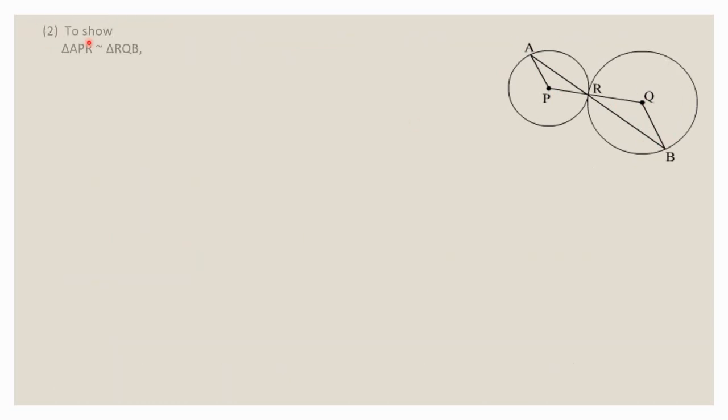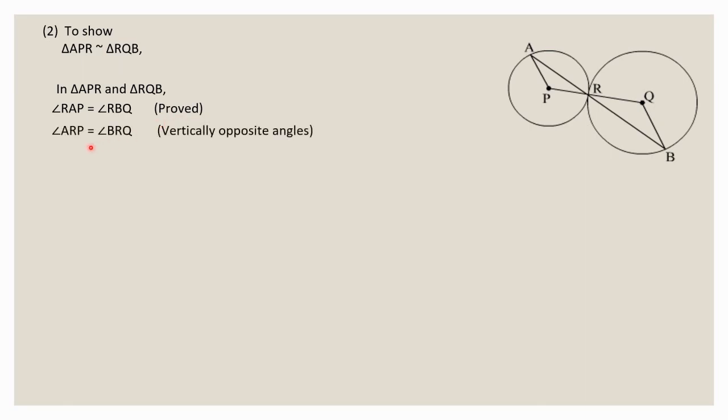The second part, to show triangle APR is similar to triangle RQB. In triangle APR and triangle RQB, angle RAP is equal to angle RBQ. This we have proved in the previous part. Also, angle ARP is equal to angle BRQ as they are vertically opposite angles. Therefore, triangle APR is similar to triangle RQB by the angle-angle similarity criterion.